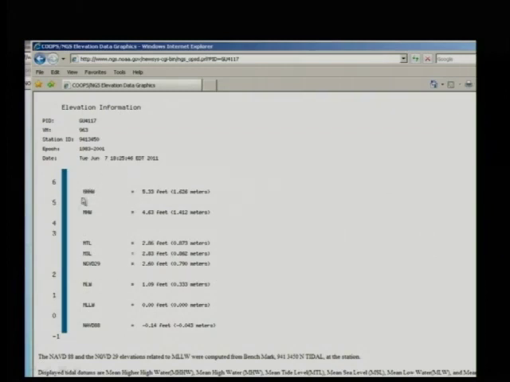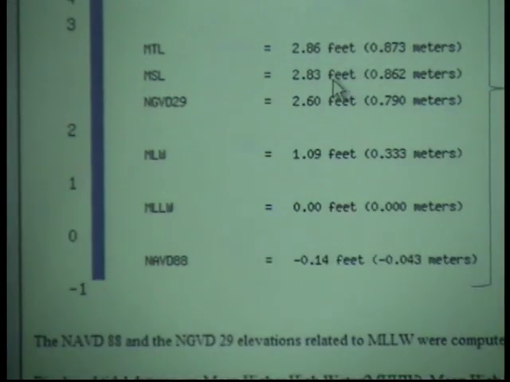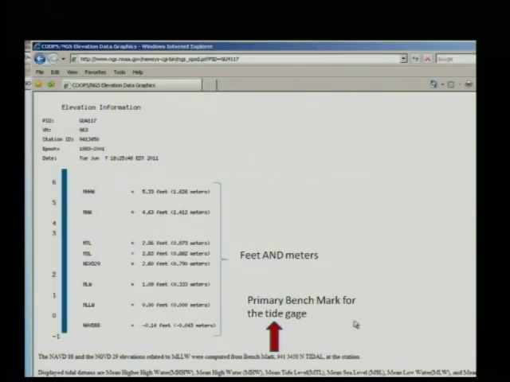So you can get a graphic representation. It does include, if we have it, NGVD29 and NAVD88. And what I think is really cool is that it shows both feet and meters in one place. I think this is about the only place that I've actually seen both units provided for you simultaneously.